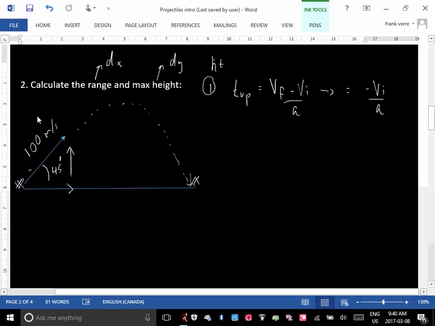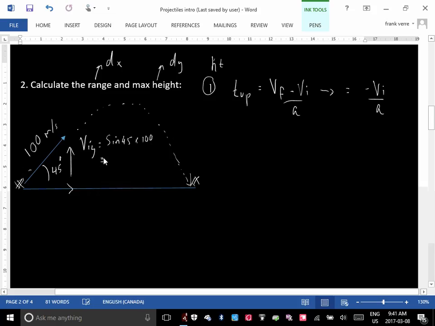Because in the ledge question, I only had initially a horizontal speed. But here I don't. Here I have a horizontal and a vertical speed. The vertical speed is a function of, well, it's the opposite side. So that would be a function of sine 45 times 100, right?